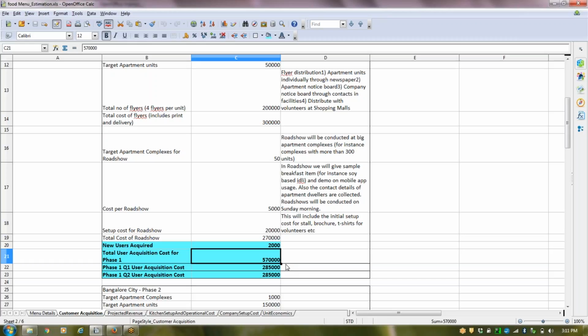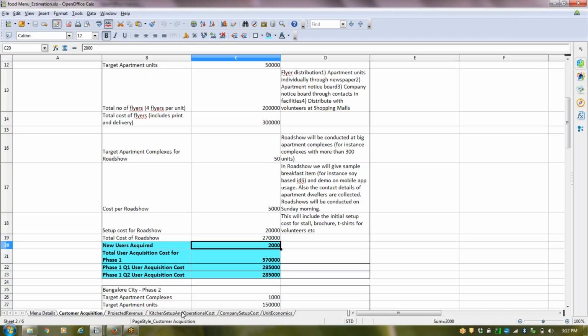So now we have added up all the costs for marketing your company in the first phase, and with that we have divided with the target number of new users, which is 2,000. So 5,70,000 by 2,000, you'll be getting around 285 rupees. So now you can say that you would be spending 285 rupees for customer acquisition cost in phase 1. Okay.